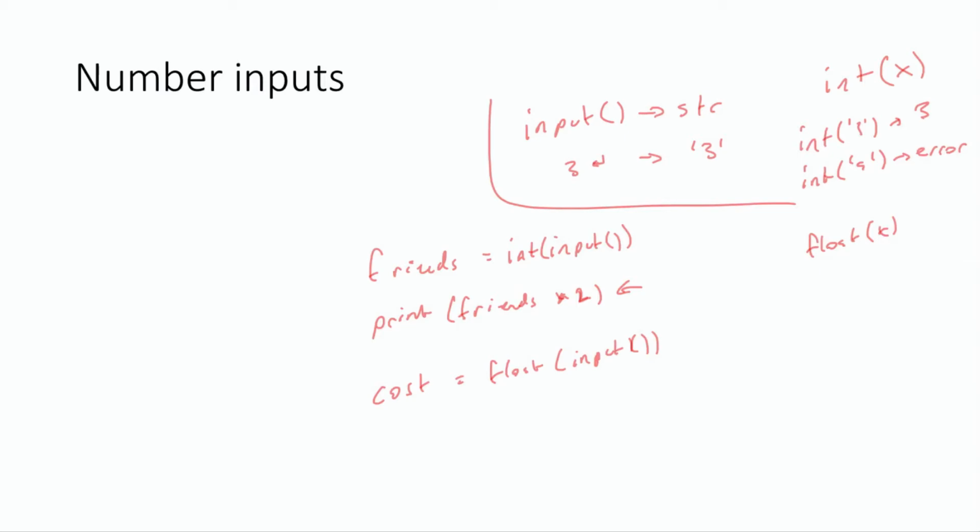And so that's all. The idea is that the user input is always a string, and we can use the int or float functions to convert it into numeric inputs, number inputs, which then we can use to do math. And so that's very important.